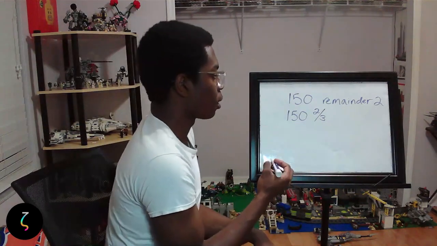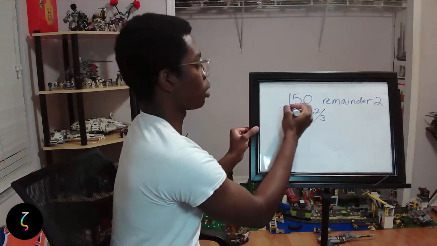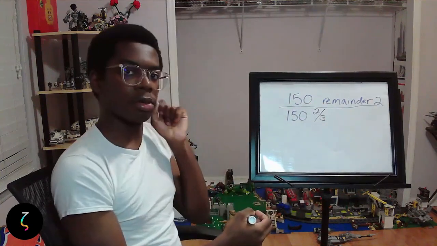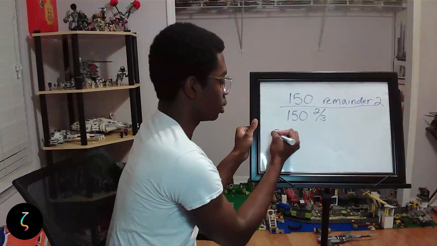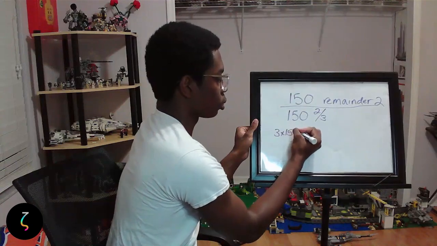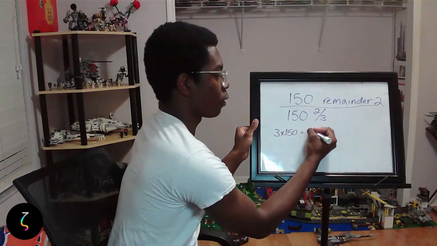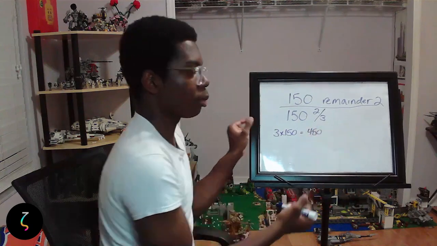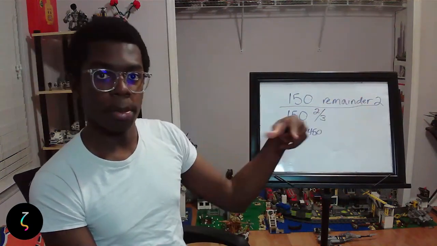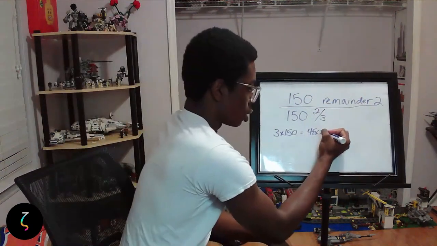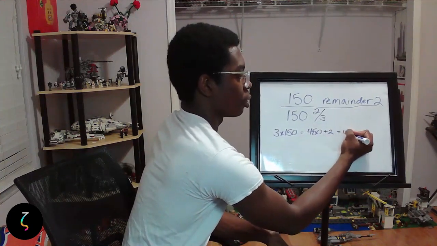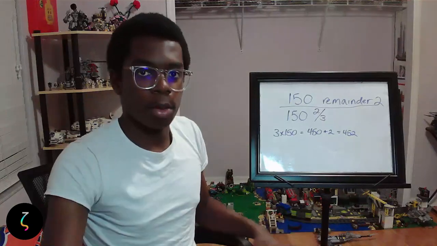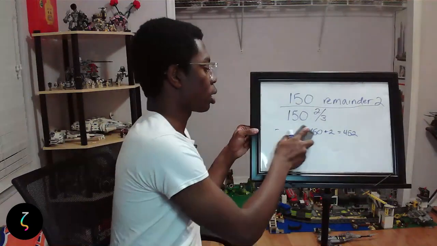So let's start with our top version of the answer then. So we'll multiply 3 by 150, and that equals 450. And then we have to add that remainder of 2 back on. So then we add 2, and then that becomes 452. So yeah, that works. And then let's look at our other case.